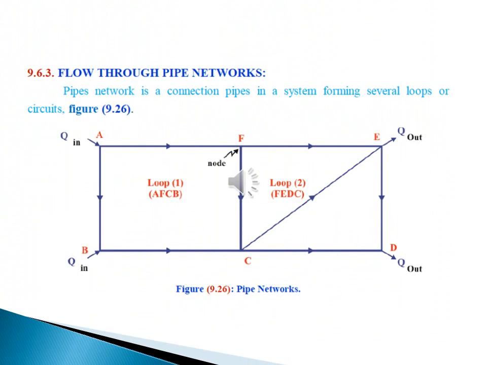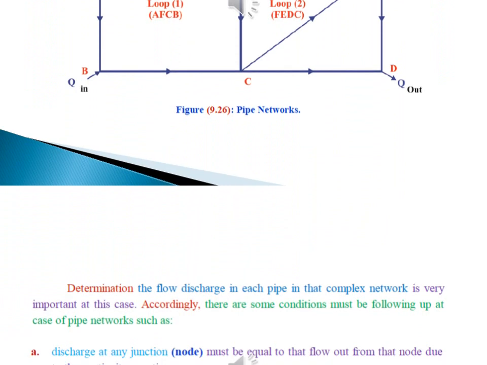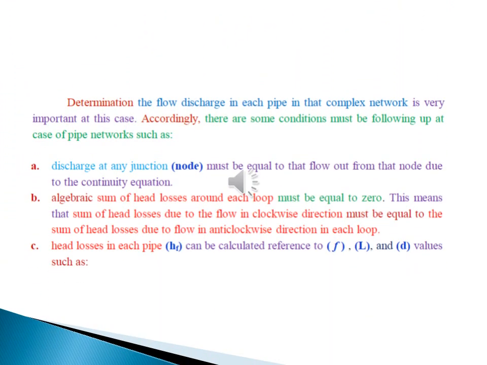Flow through pipe network. A pipe network is a set of connected pipes in a system forming several loops or circles, as shown in the enclosed figure. Determining the flow discharge in each path of that complex network is very important. Accordingly, there are some conditions that must be followed in the case of a pipe network, as shown in front of you. Follow it, my dear, by yourself. It is so easy and clear.